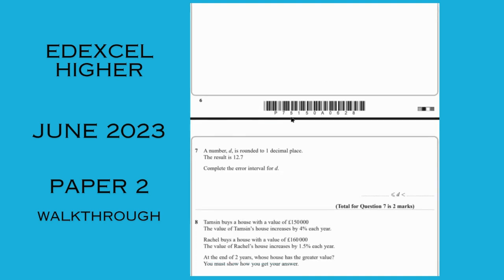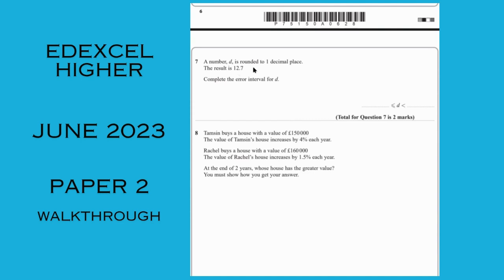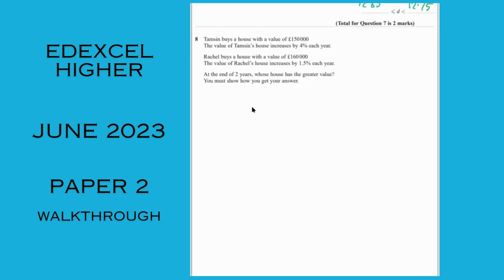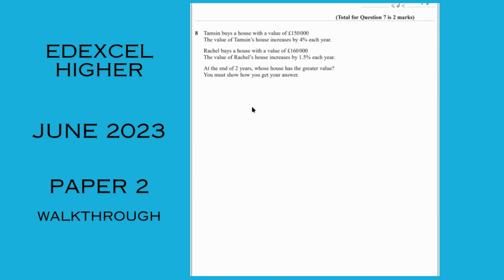Number 7. It's been rounded to 1 decimal place. As always with errors, you need to go up and down by half the rounding amount. So it's been 1 decimal place. So think of it as cash. That's nearest 10p. So we need to go up and down by 5 pence. So add 5 pence on. It's okay to have 49 recurring there, but take 5 pence off and we get 12.65.